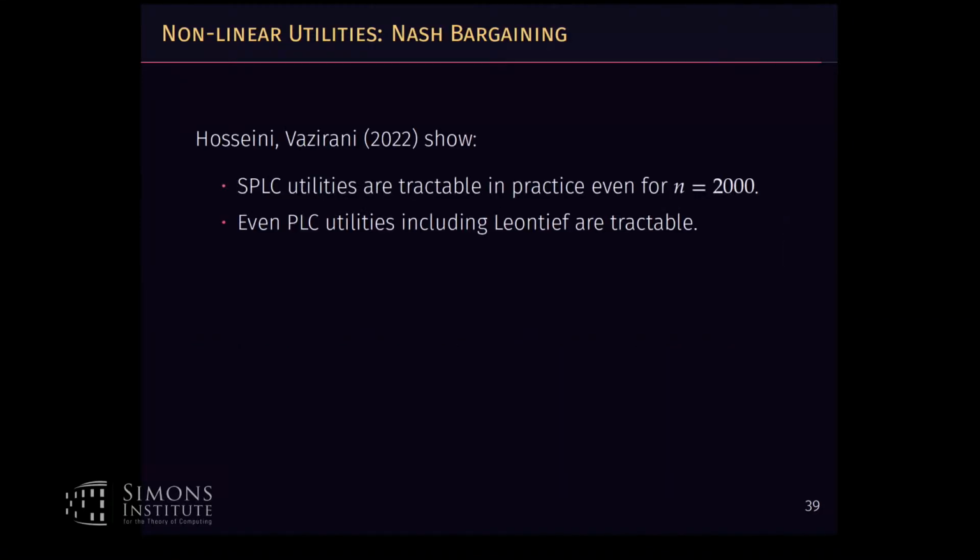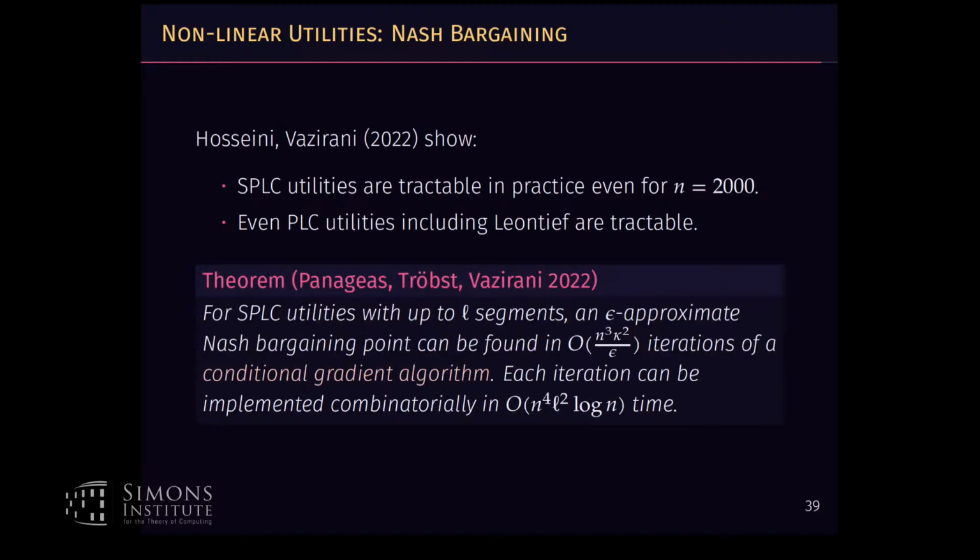Whereas with Nash bargaining, again, you can do pretty much anything. You can compute even non-separable piecewise linear utilities, such as Leontief utilities. You can compute up to thousands of agents quite easily. And we actually show that for separable piecewise linear concave utility functions, you can find solutions in polynomial time as well.